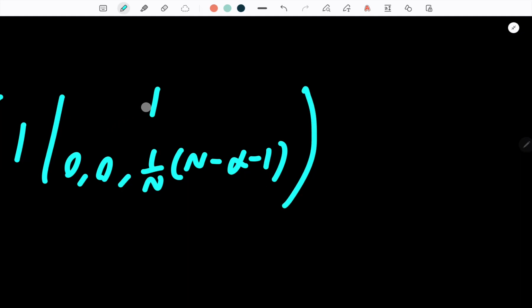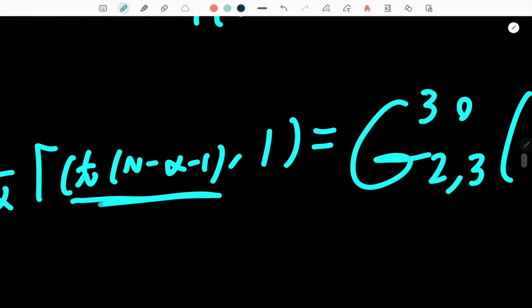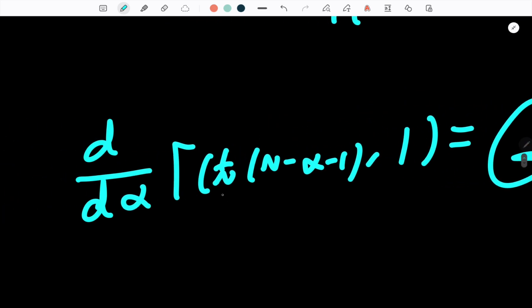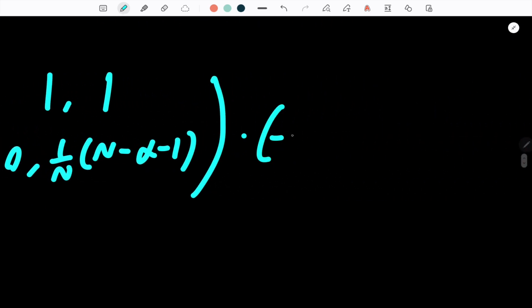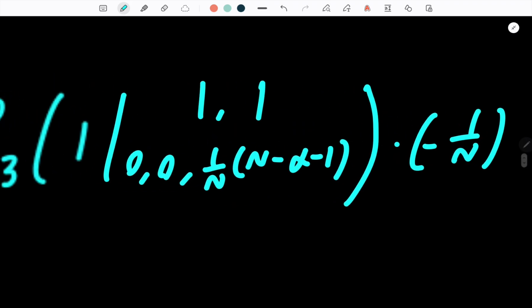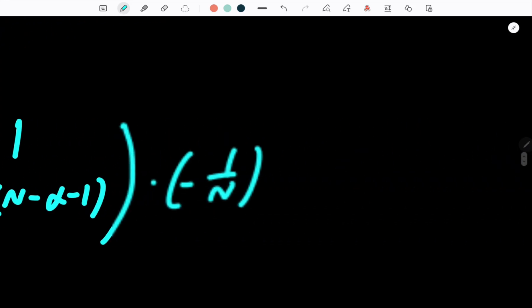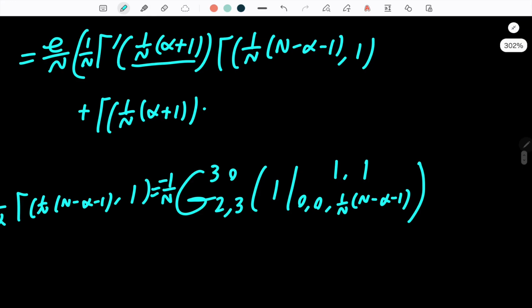Of course. Now let's space this out a little bit more. And we need the chain rule, so we need to take the derivative inside of here, which is just going to be a negative 1 over n, so times a negative 1 over n because of the chain rule. And we can just take the negative 1 over n over here. Now, I hope this made sense.